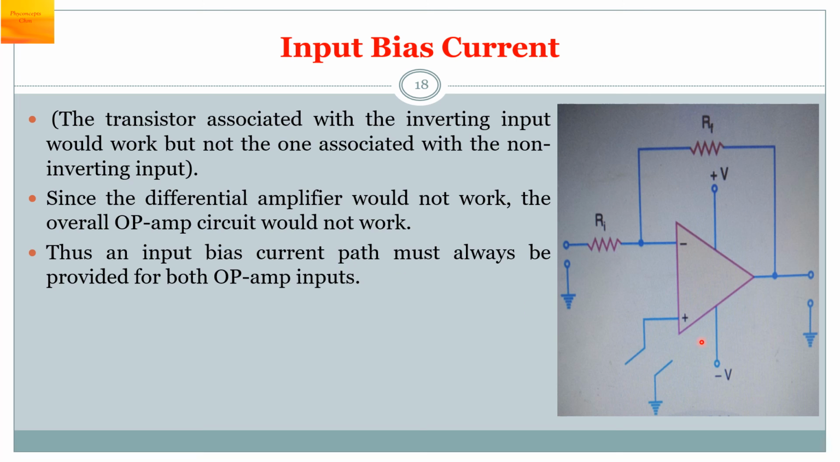Hence, an input bias current path must always be provided for both op-amp inputs.